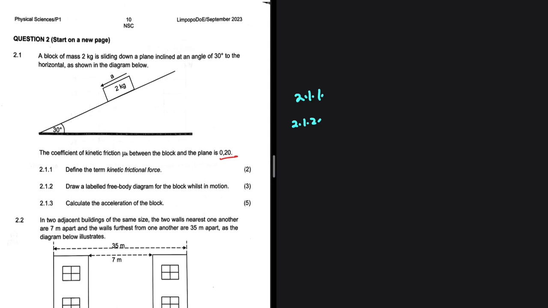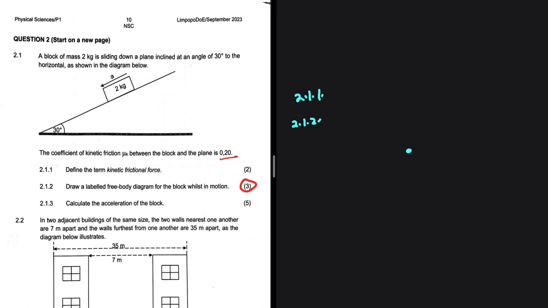Let's go ahead and look at 2.1.2. Draw a labeled free body diagram for the block while it is in motion. So the marker location is 3. And like I've said previously, if the marker location for a free body diagram is 3, then you should know that your free body diagram will have 3 forces. If the marker location is 3 and you have 2 forces on your free body diagram, you're doing something wrong.